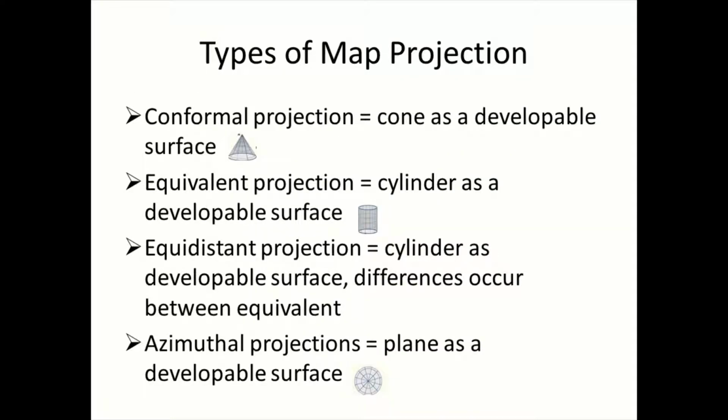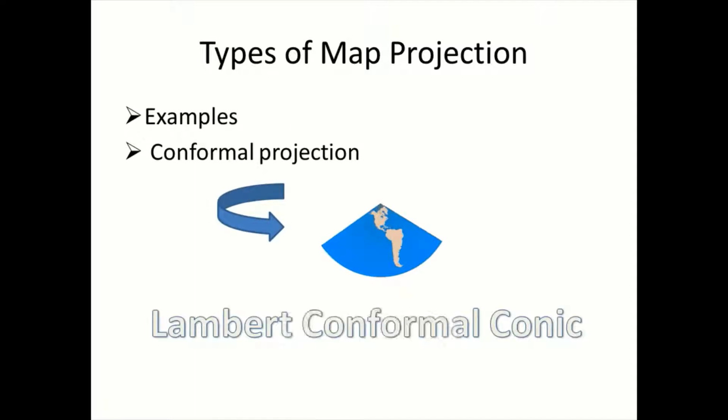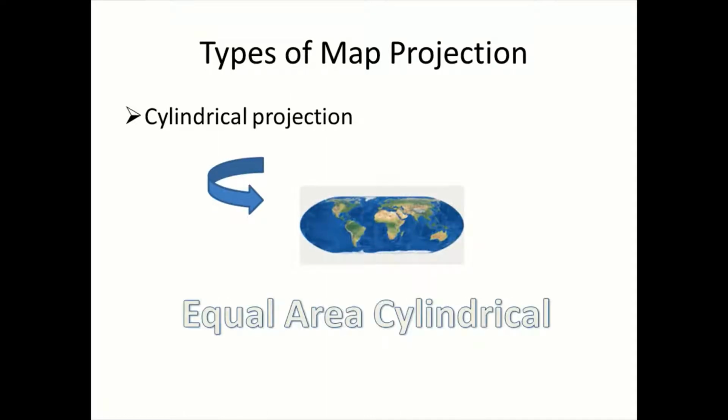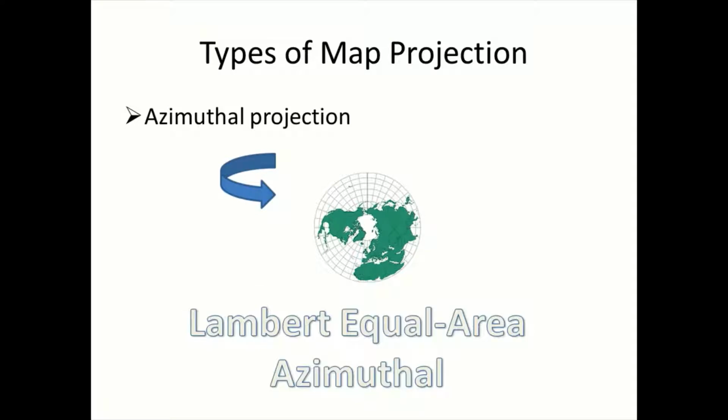So there are 4 types of map projections and each uses a different developable surface. Conformal projections use cones, equivalent and equidistant projections both use cylinders, and azimuthal projections use planes. Here are a few examples of the types of map projections. For conformal, we have the Lambert conformal conic projection. For cylindrical, we have the equal area cylindrical projection, and for azimuthal, here is the Lambert equal area azimuthal projection.